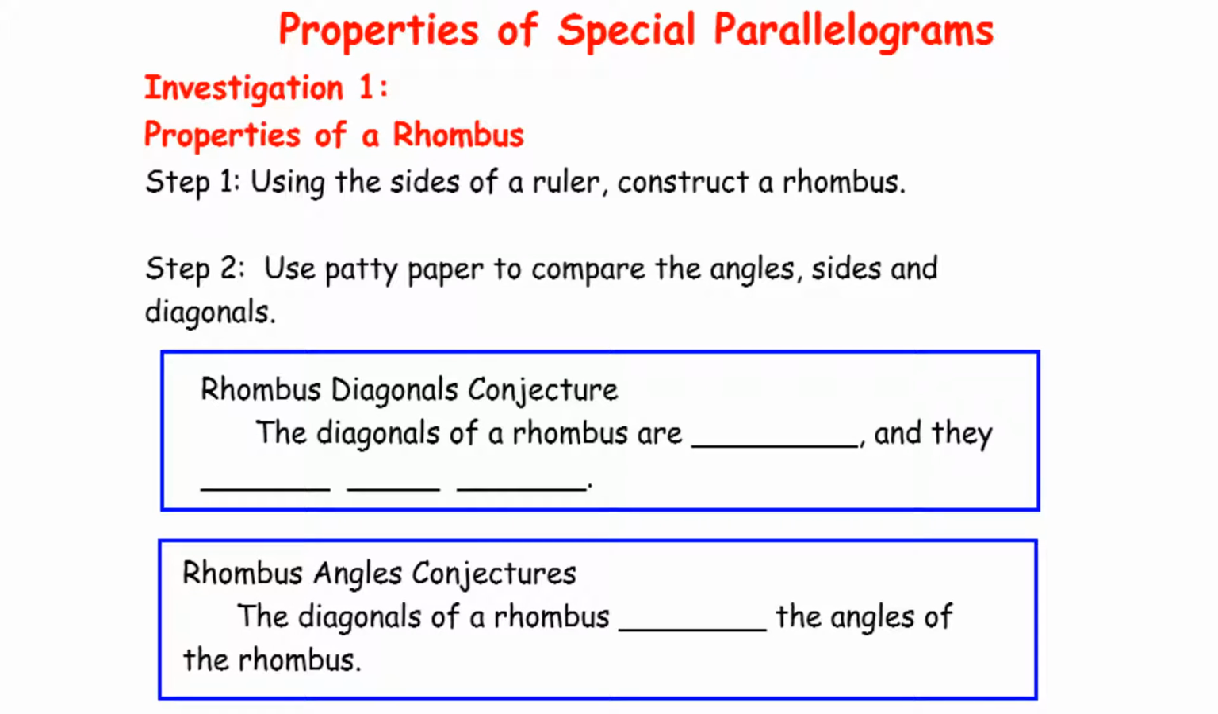Today we're going to talk about the special parallelograms. Yesterday we talked about parallelograms in general. Today we're going to focus on rhombus, rectangles, and squares. At this point, what I'd like you to do is take one of your pieces of patty paper and your ruler.